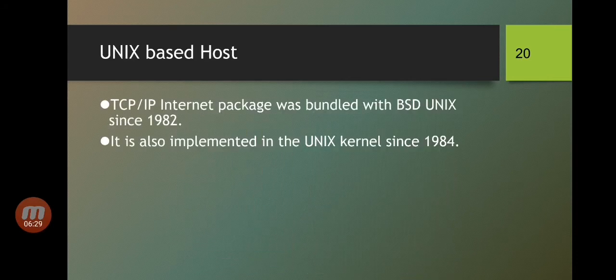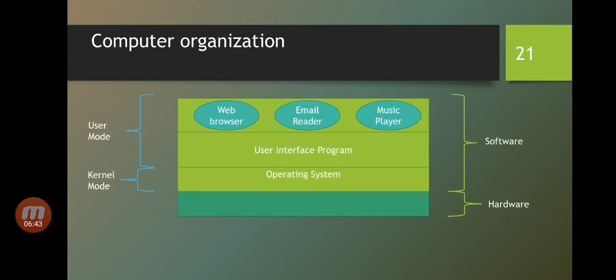For Unix-based hosts, the TCP/IP Internet package was bundled with BSD Unix. It has also been implemented in the Unix kernel since 1984. So this is how a computer is organized with the software and the hardware, and the operating system. If you can see, inside the kernel mode is the layer interacting with the hardware.